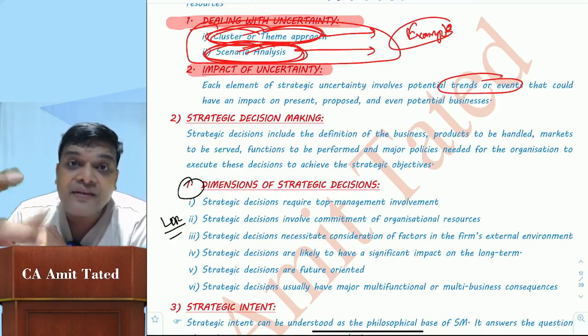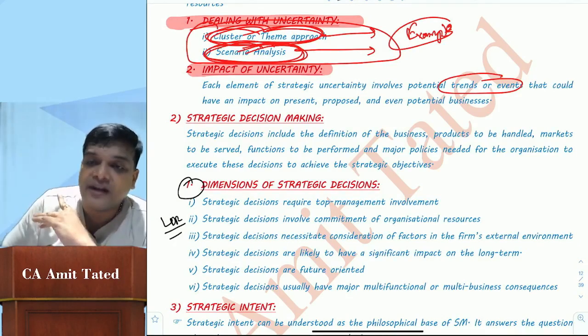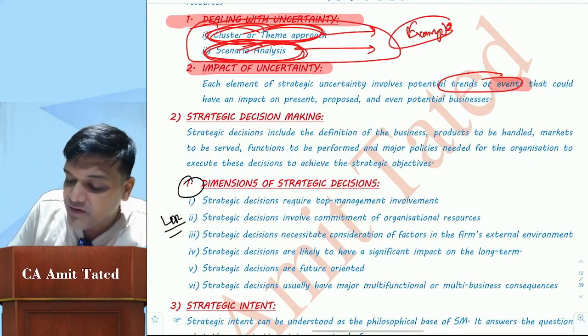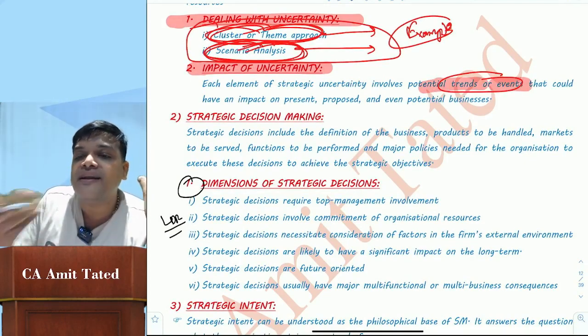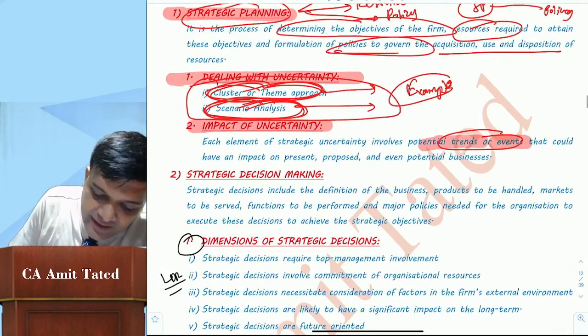Whenever something happens one time, two times, three times, this is called an event. But when everybody starts following, that becomes a trend. So whenever uncertain things happen, it will either be an event or a trend. You need to understand this, and based on the event and trend, you need to decide your strategic point. This is what is called strategic planning. So here our strategic planning concept covers.